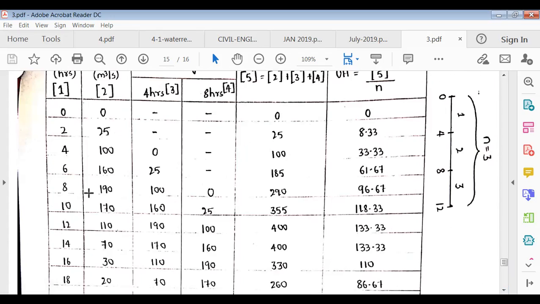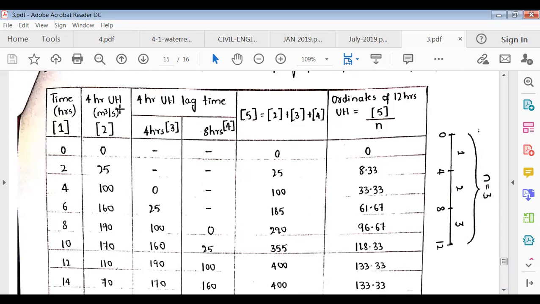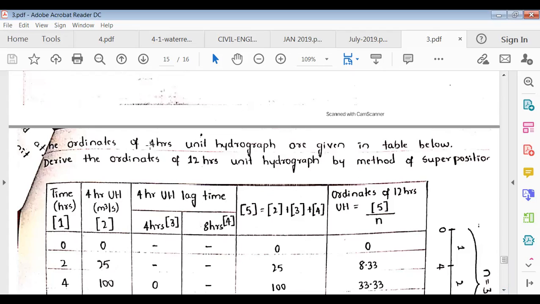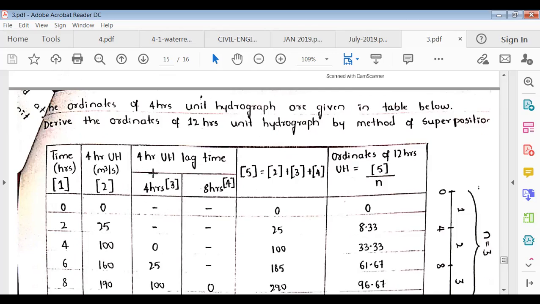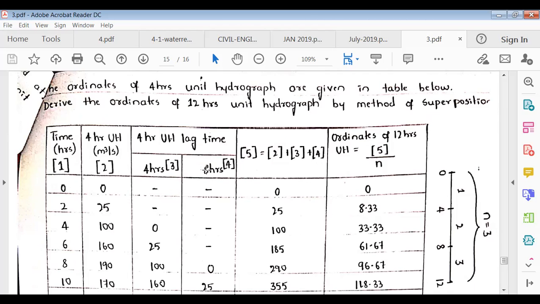The same problem we have solved by S-curve method in the previous video if you have checked. Okay, the same will be solved by method of superposition. Okay, so here they have given 4-hour unit hydrograph. Now, out of this 4-hour unit hydrograph, they have asked you to find out the 12-hour unit hydrograph. So the multiple of 4 is 12. So what we'll do is the first 4-hour lag time. So the first 4-hour lag time here is 4 hours here. So from 4 to 4 is 8 hours, and from 8 plus 4 is again 12 hours. Okay, that's how it is.